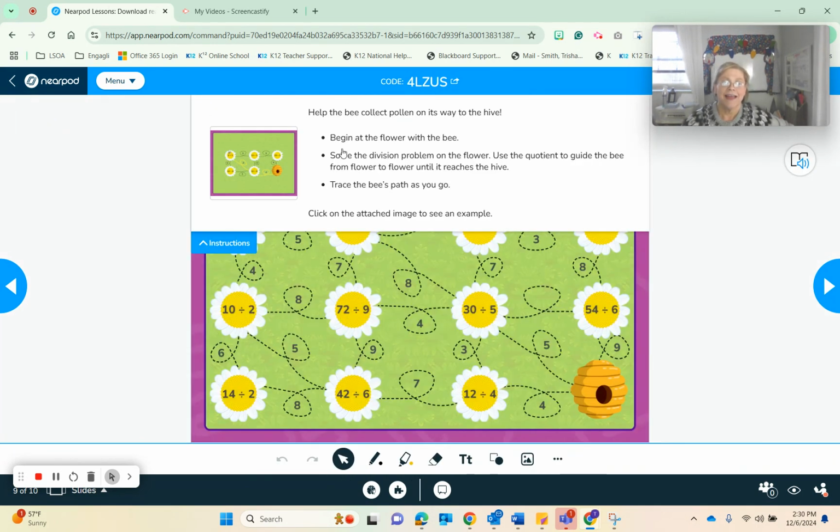All right. Then you have help the bee collect pollen on the way to the hive. Begin at the flower with the bee. Then solve the division problem on the flower. Use a quotient to guide the bee from flower to flower until it reaches the hive. Trace the bee's path as you go. Click the additional image to see the example.